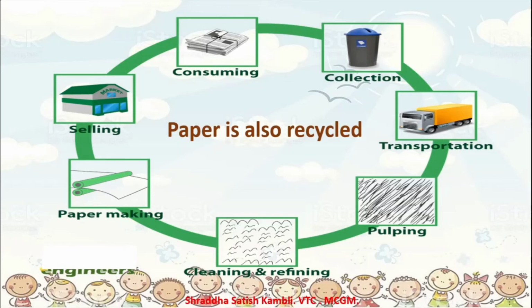So see, we have completed a full circle. We started here, then we went to selling, consuming, collection, transportation, pulping, cleaning, and paper making. So this process can keep on continuing. This is what it is called as recyclable. Okay? So children, now we talked about paper being recycled, and our lesson was all about glass.